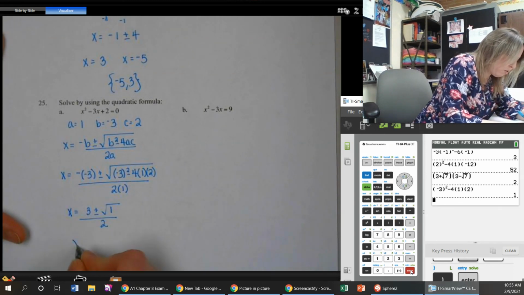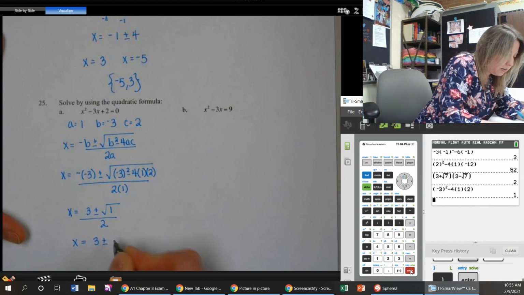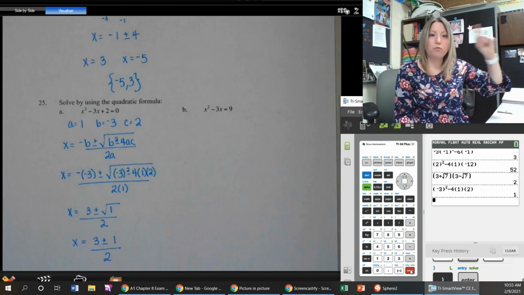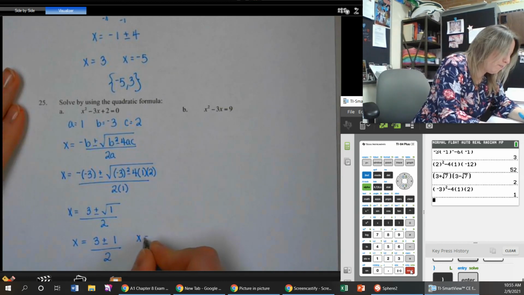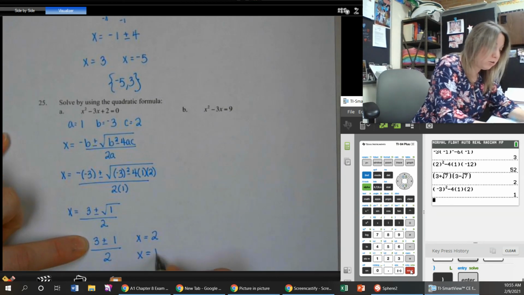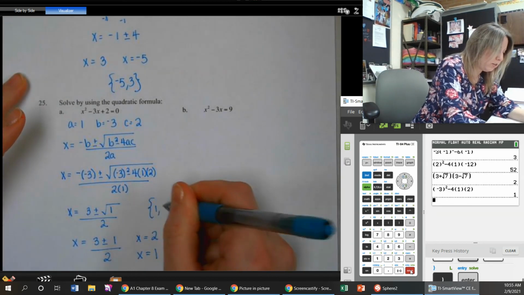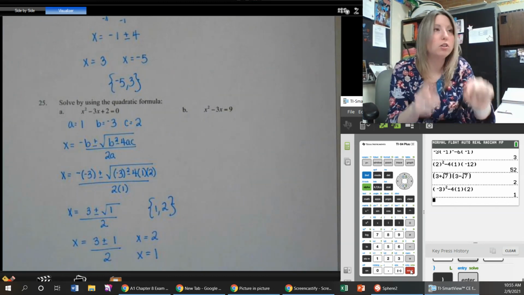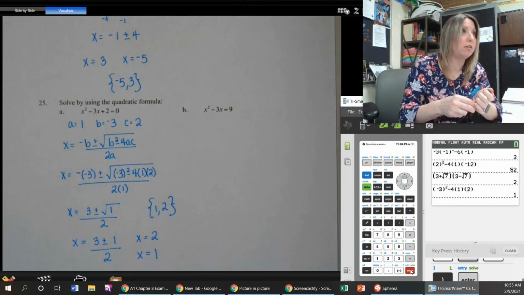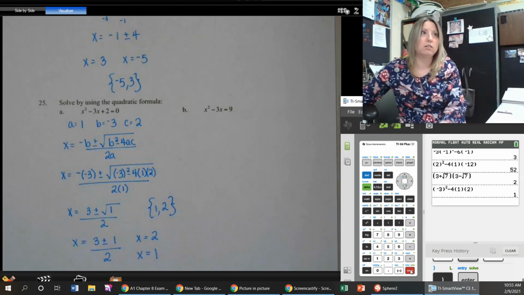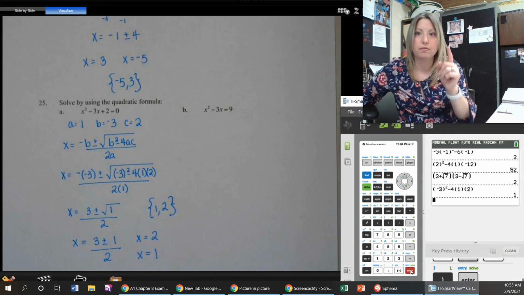Well, the square root of 1 is 1. So now what I've got is 2 of these, right? 3 plus 1 is 4. 4 divided by 2 is 2. 3 minus 1 is 2. 2 divided by 2 is 1. So my answer here, 1 and 2. If they are integers, make sure you actually finish them because they are like terms. You have to actually add and subtract to get those answers.